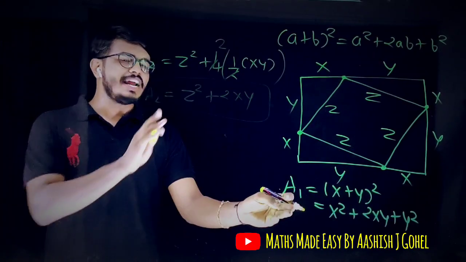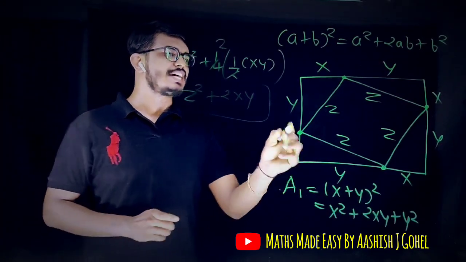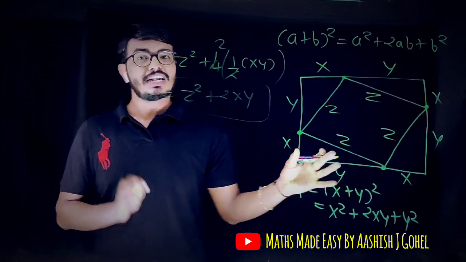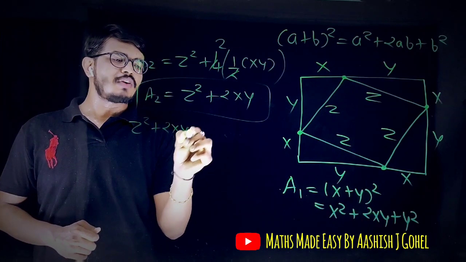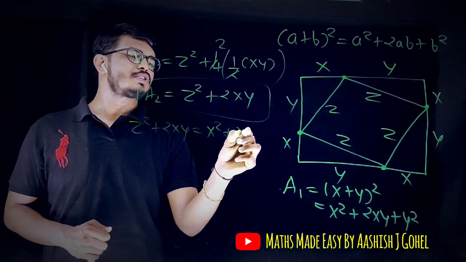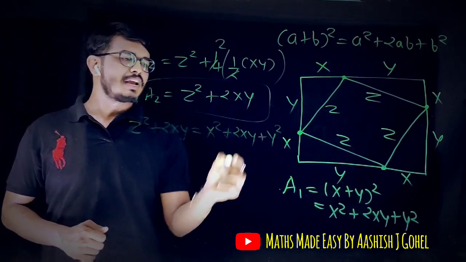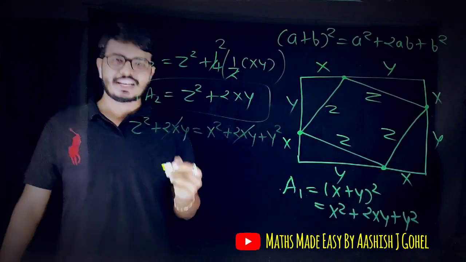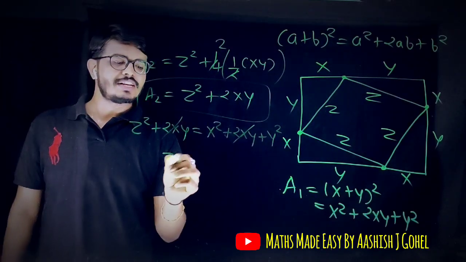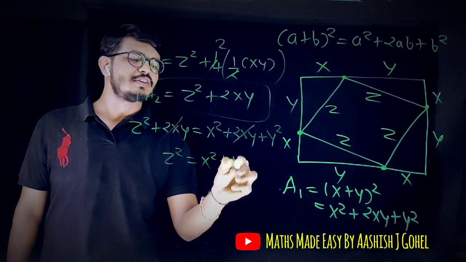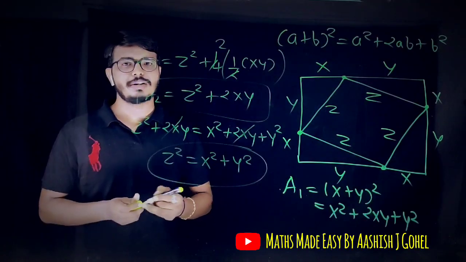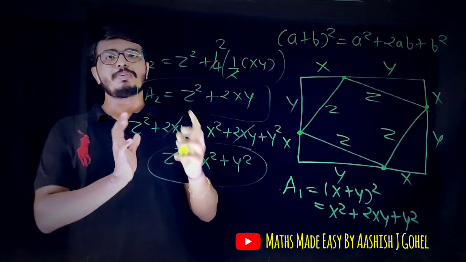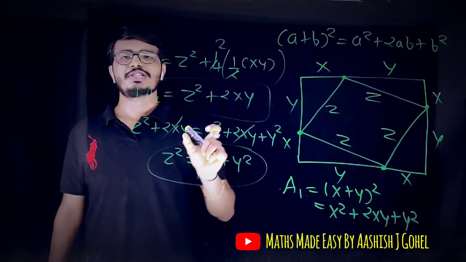Now this a1 and a2 both are the areas for the same square. So let us compare both the areas. Z square plus 2xy is equal to x square plus 2xy plus y square. If I cancel 2xy, then I will get z square is equal to x square plus y square, and this is your formula for Pythagoras theorem. So this is the physical interpretation of the formula of Pythagoras theorem.